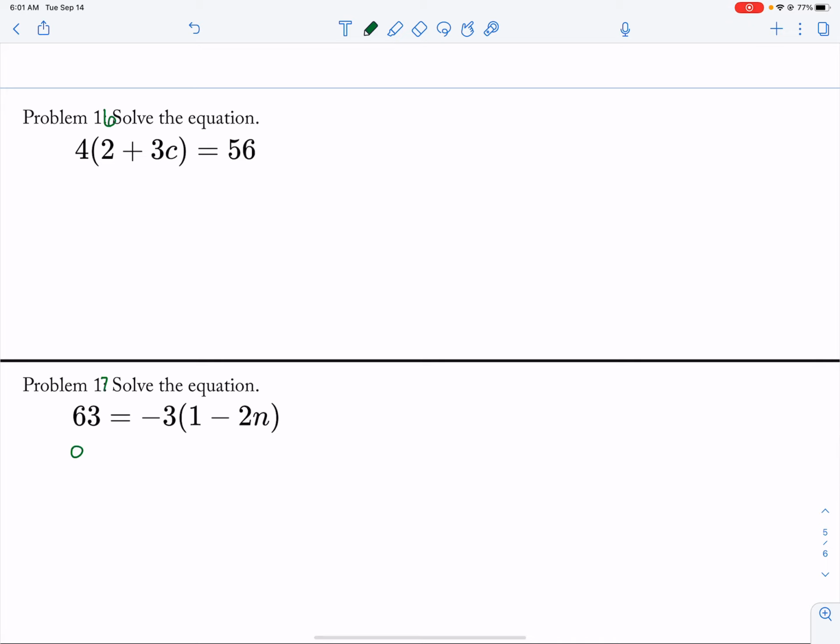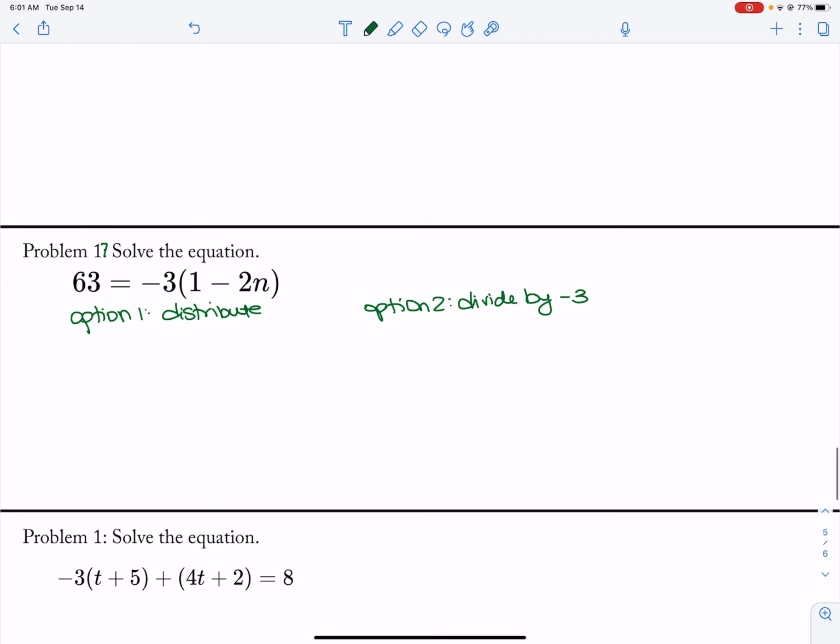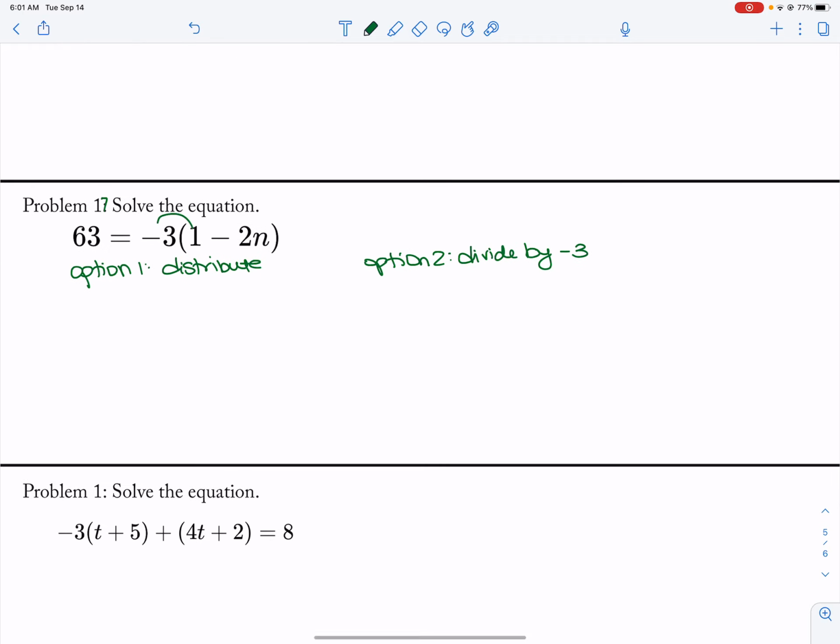Again, I had 2 options. Option 1, distribute. Option 2, and I don't care which way you do it. Option 2 is to divide by -3. I don't care. Whichever way you feel more comfortable doing it is totally fine. So if I distributed, I would have gotten 63 is equal to -3 plus 6n. Add 3 to both sides, so I get 66 is equal to 6n. Divide by 6, and I get n is 11.